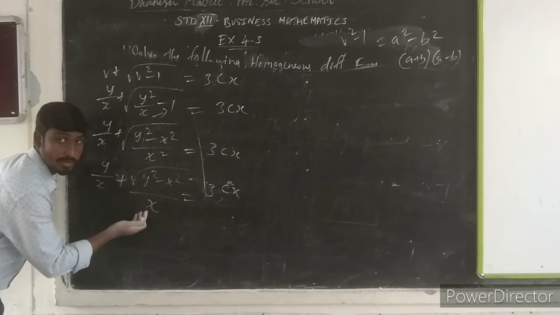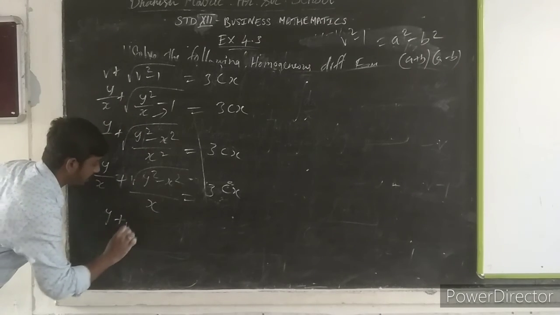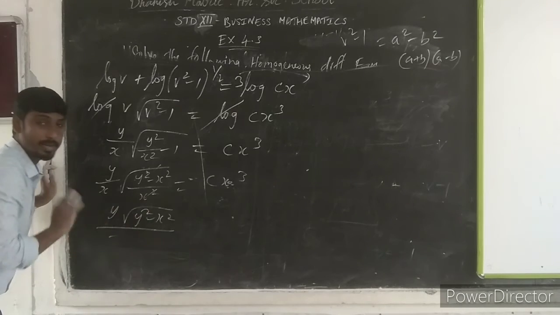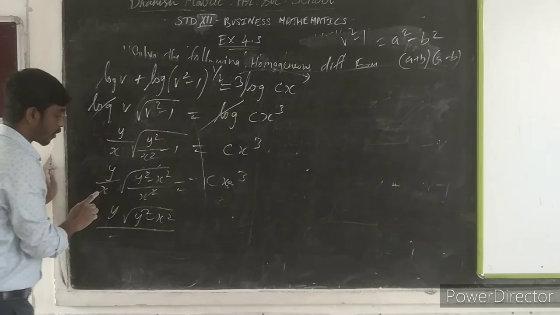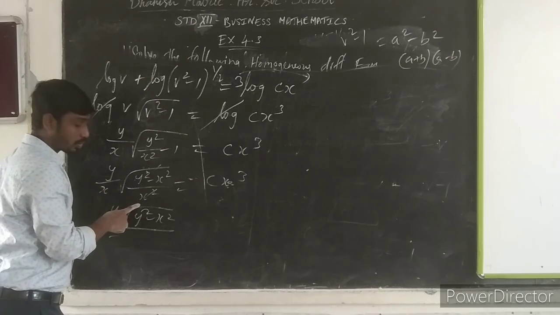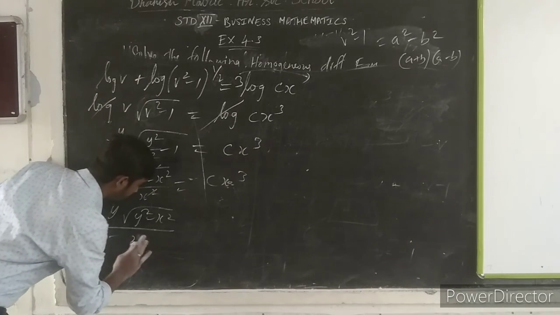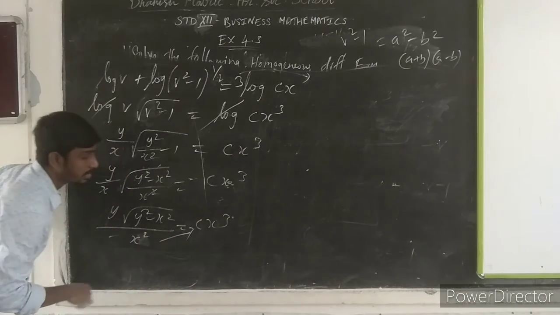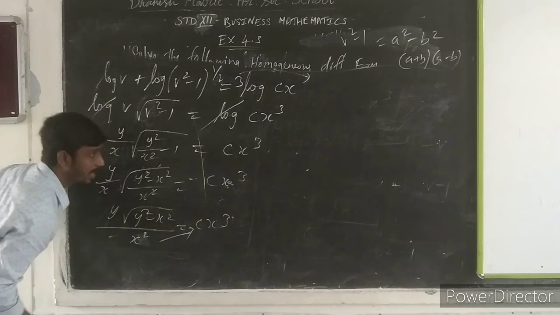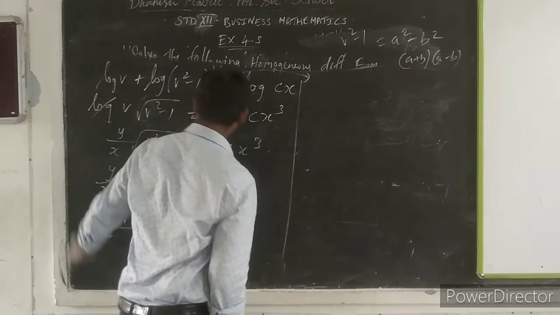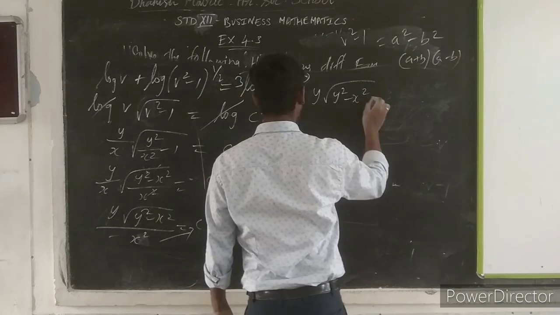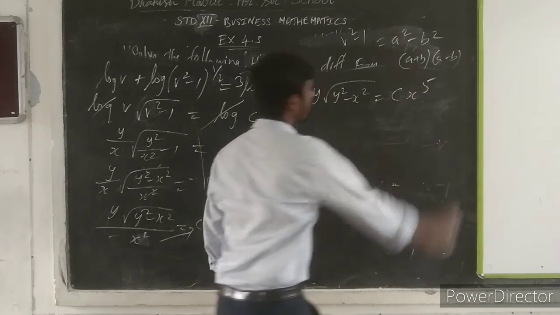Then your denominator will be the same. So you have to write y plus root of y square minus x square divided by x equal to, the square will be cancelled here. In multiplication form, x into x will be x square. So x square equal to cx cube. This x square goes over and becomes a power, x power 5. Write like this: y into root of y square minus x square equal to c x power 5.